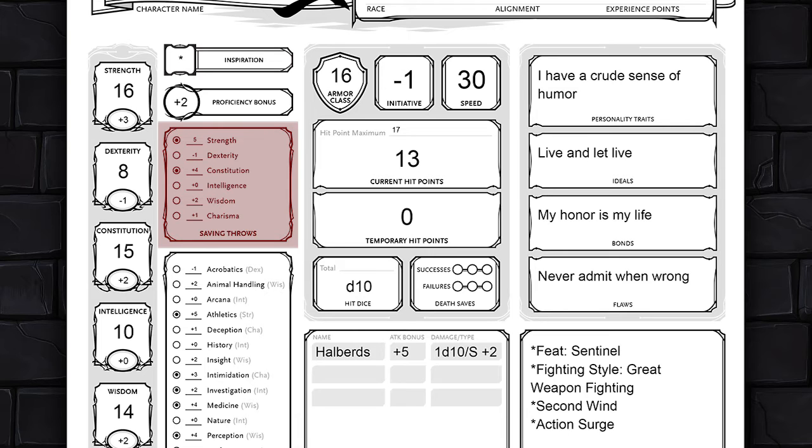Every time you need to make a strength saving throw, roll the d20 and add that 5 onto the roll, and if it beats the difficulty of whatever's going on, maybe the spell or the ability that's being thrown at you, then you succeed. If it's below, you fail. Now, Bob has failed a few saving throws in his day, but that's a story for another time.